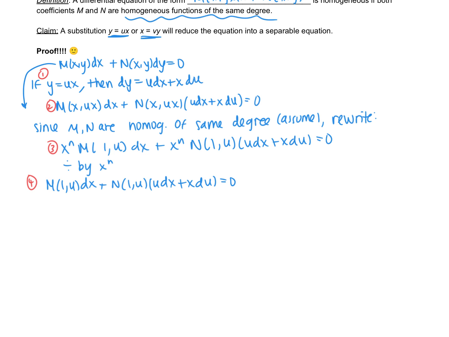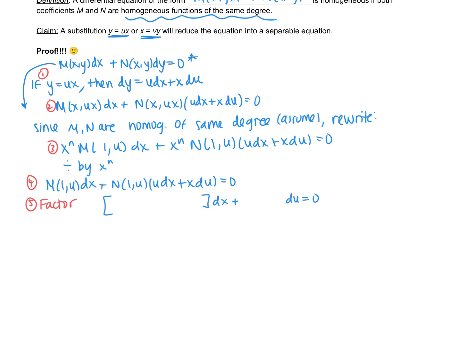So when we do proofs, now might be a good time for us to just take a pause and remember where we're trying to get to. We are trying to prove that this equation that we started with, we can bring this into a separable equation. So the next thing that we're probably going to want to do is factor. Okay, so I'm going to have something multiplied by dx, and then I'm going to have another something multiplied by du is equal to 0.